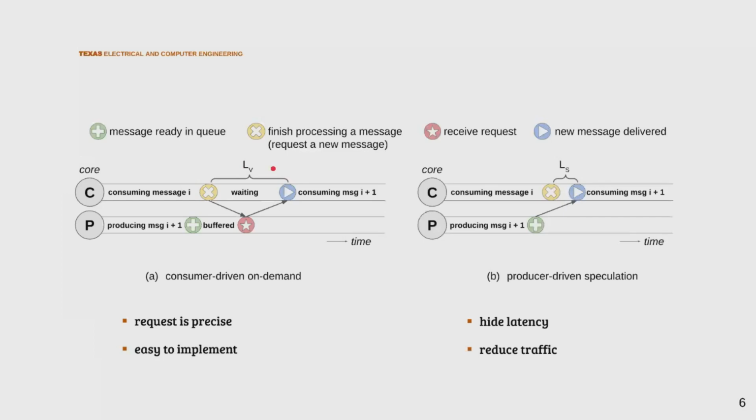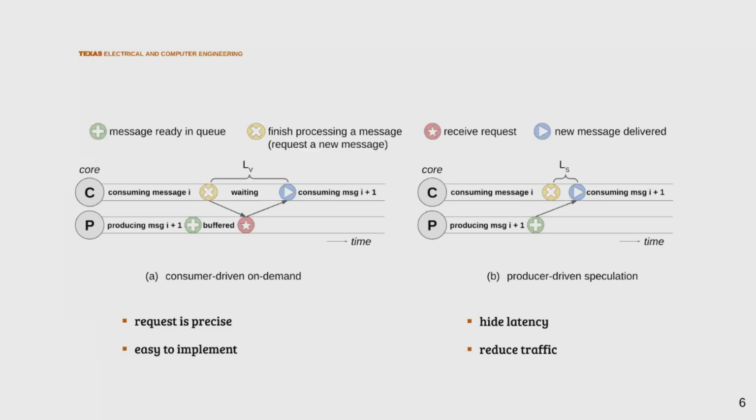So the idea of SPAMeR is really straightforward. How about we move the messages earlier without waiting for a consumer request, in order to deliver the messages right at the time when they are needed? In this way, we can overlap the load-to-use latency under the computing time and also eliminate those requesting traffic.